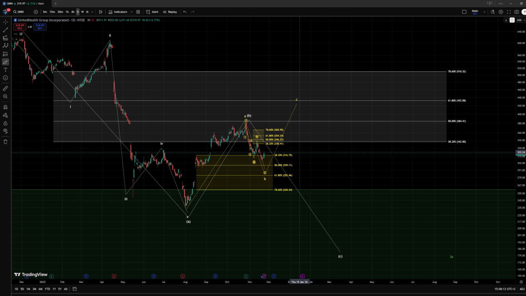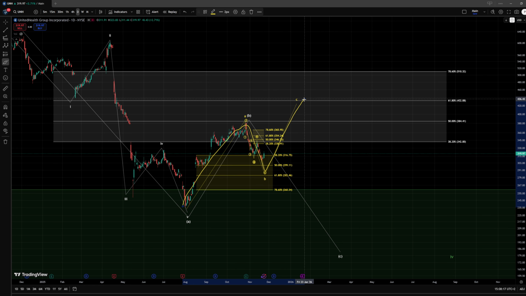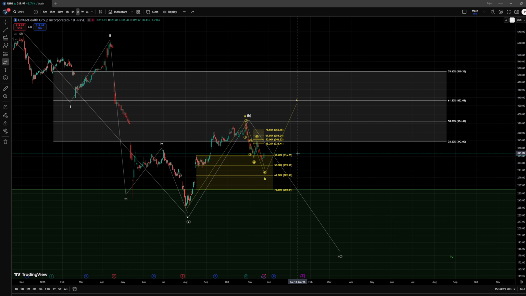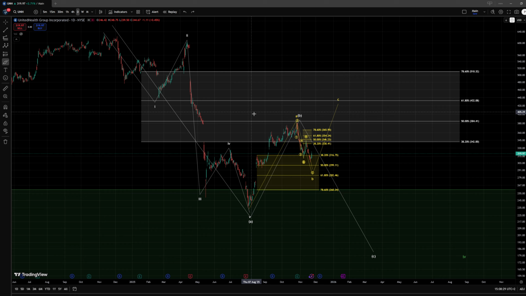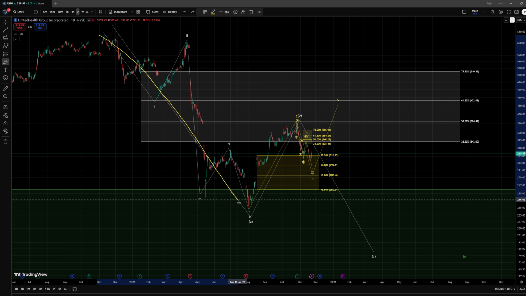And in that case, I am looking for support for the wave B. We are tracking an ABC structure, and I'm looking for support in the wave B at the levels between the $316.7 all the way down to the $260 level at the 78.6% retracement, where it is basically the reversed structure of what we are tracking here on the larger time frame.